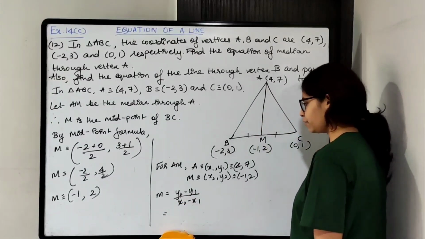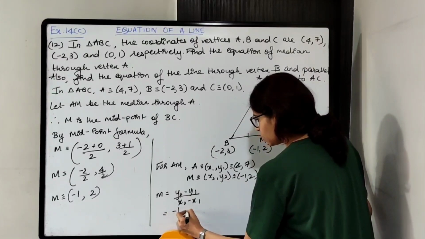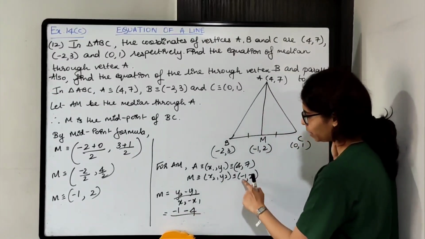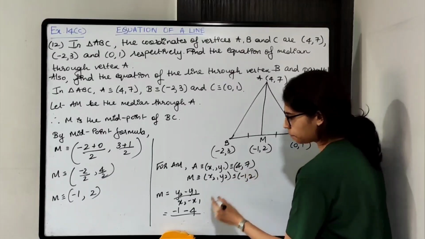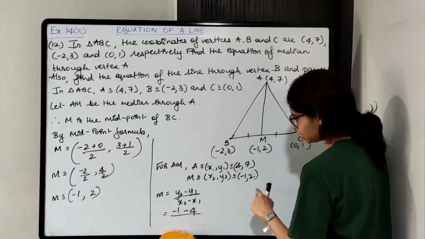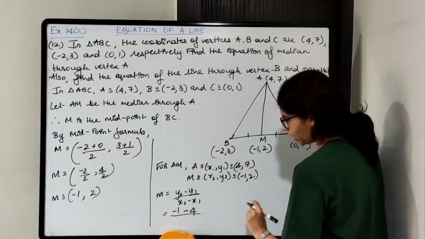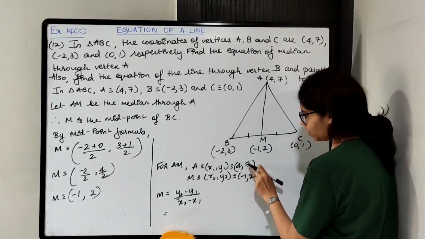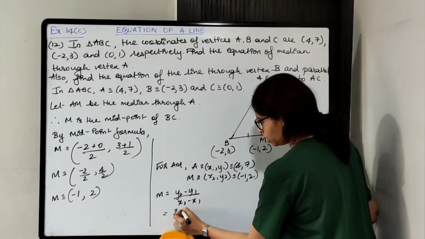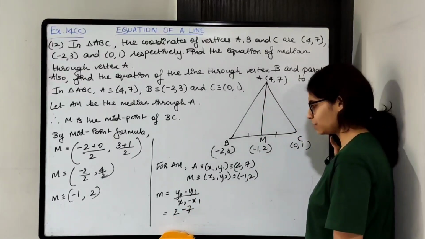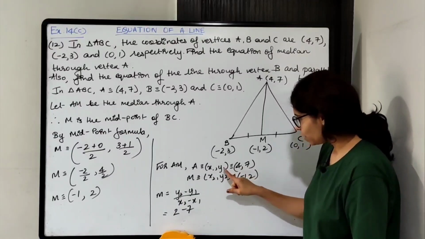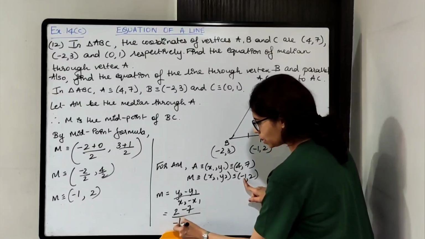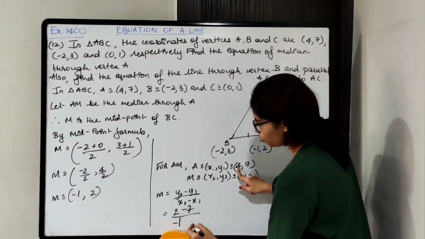So this will give -1 minus 4, just making the substitutions, y2 minus 1 है, y1 4 है, upon x2 is, sorry, y2 is 2 and y1 is 7. So very sorry, don't make this mistake students, your answer will go wrong. So y2 is 2 and y1 is 7, and x2 is -1 and x1 is 4.